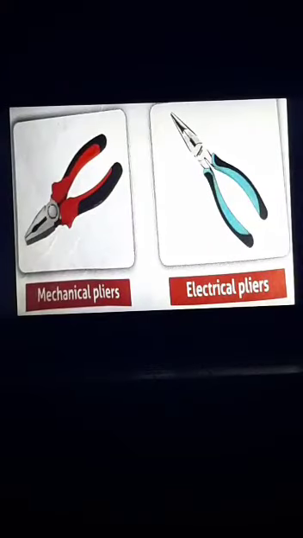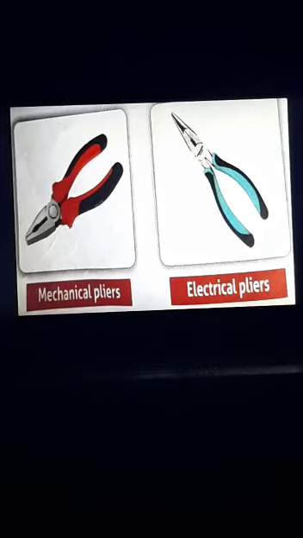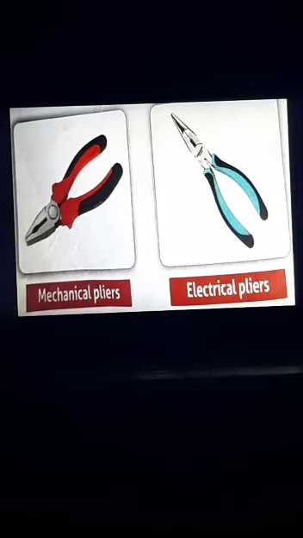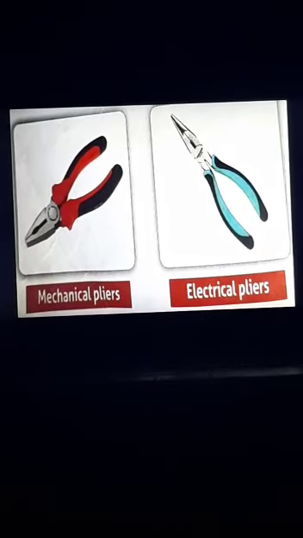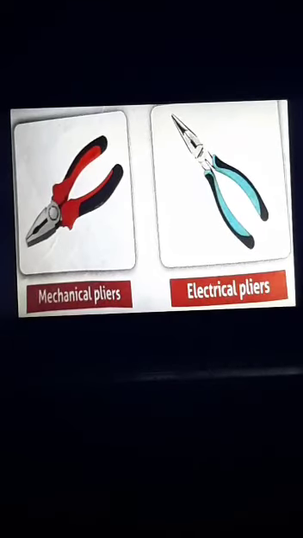Another tool that we use in daily life is pliers. Pliers are hand tools used to hold objects firmly. They consist of a pair of metal limbs joined together, covered with rubber coating. Pliers are mostly used by mechanics and electricians.